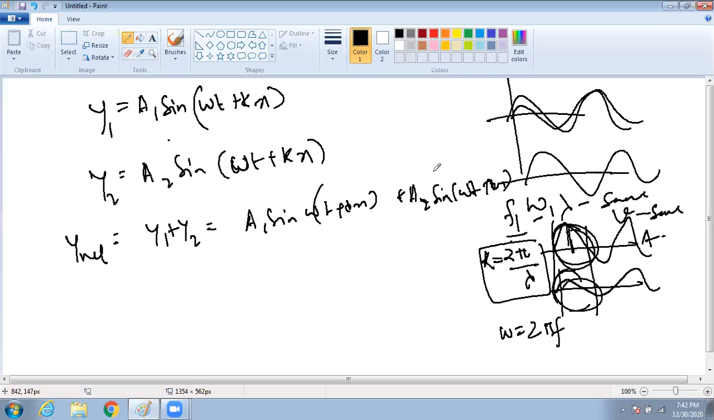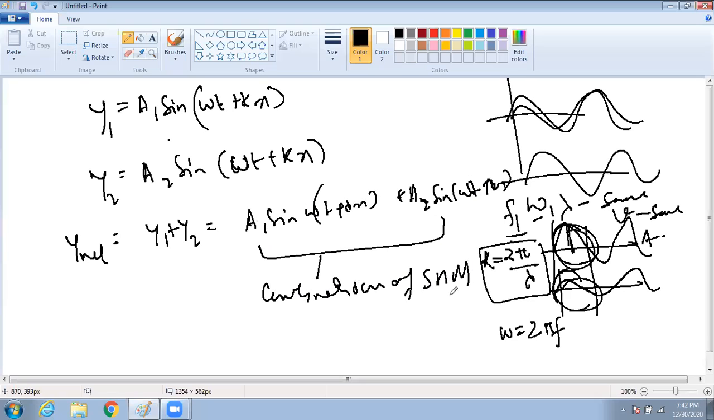So what will be this? This is basically a combination of what? We already studied this in AC: simple harmonic motion. Yes or no? Simple harmonic motion.